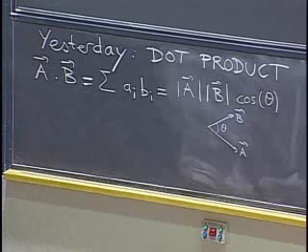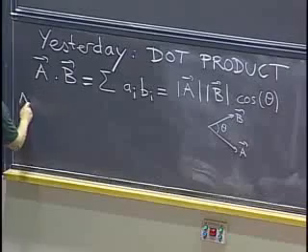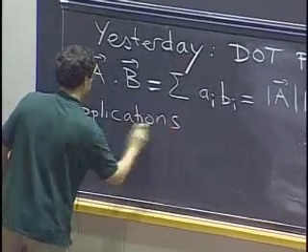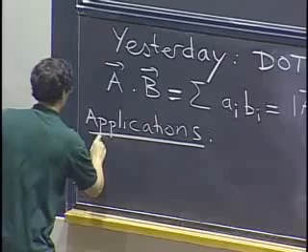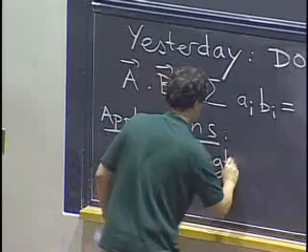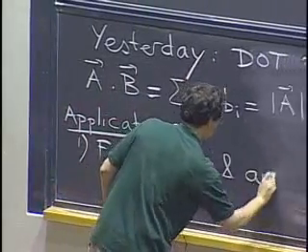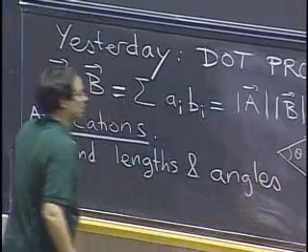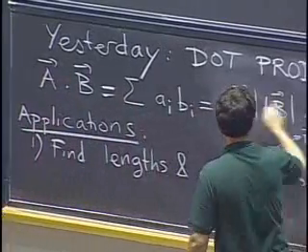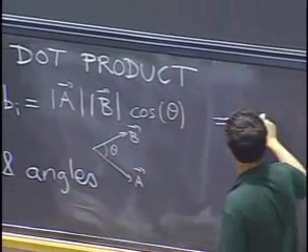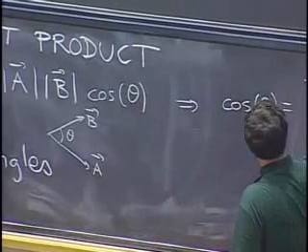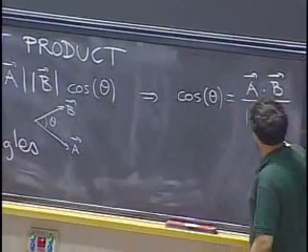So we've seen several applications of that. So one application is to find lengths and angles. So for example, you can use this relation to give you that the cosine of the angle between two vectors is their dot product divided by the product of the lengths.